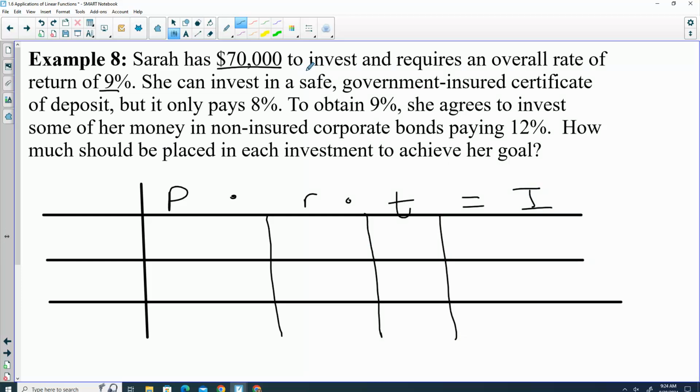Okay. So she wants 9%. She is going to put some of it in her safe certificate of deposit that pays 8% and some in bonds paying 12%. Again, you can look at your totals or your percents. You know the total one has to be in between the other two. So we're going to have our 8%, our 12%, and our total, which is the 9.